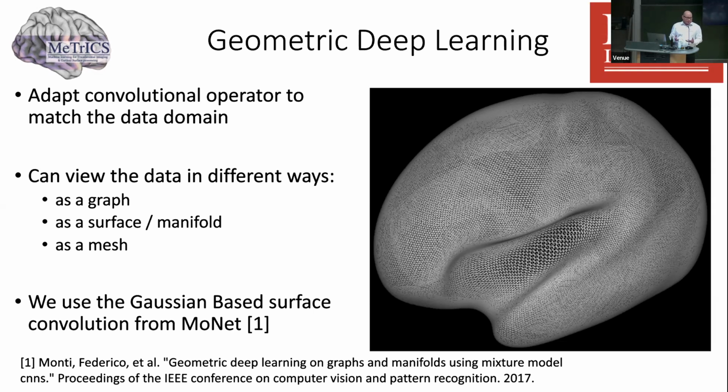And geometric deep learning basically proposes that, hey, you have to adapt that a little bit to match your domain. If you're a graph, you need a graph convolution. If you're a surface, you need a surface convolution, point cloud, mesh, whatever it is. We've done some prior work benchmarking these methods, and we settled on a really good method from a model called MoNet. So it's a surface-based convolution that is based on Gaussians, and it works pretty well. And that is the convolution that we use in our network.